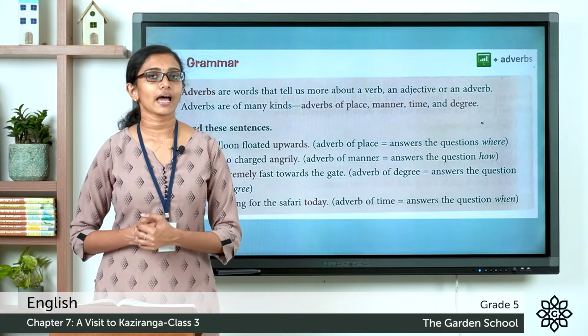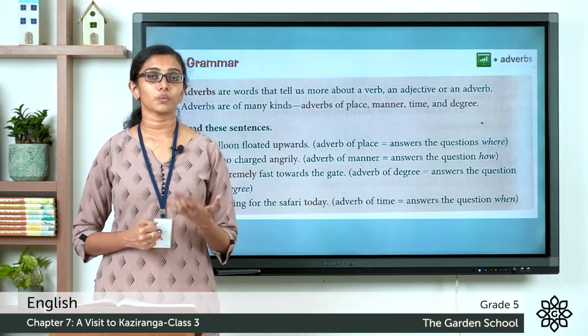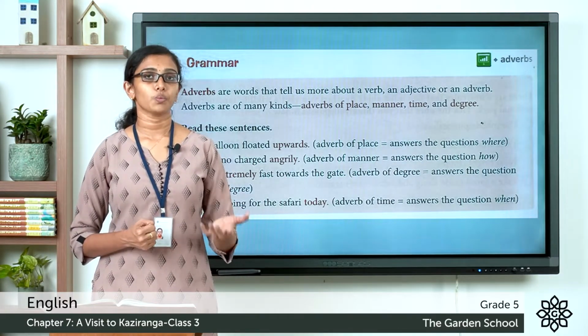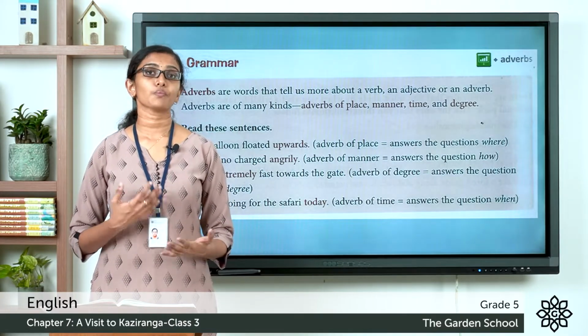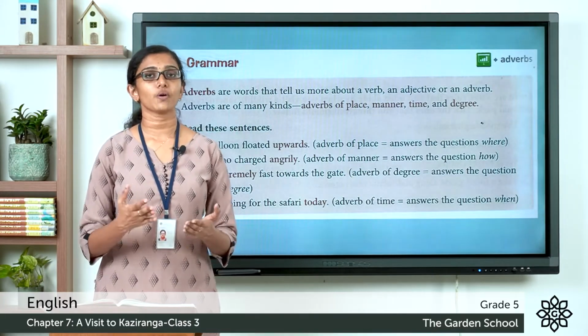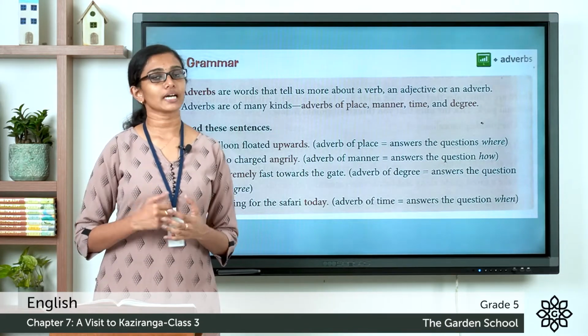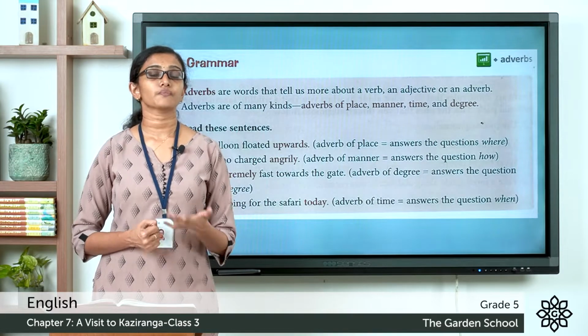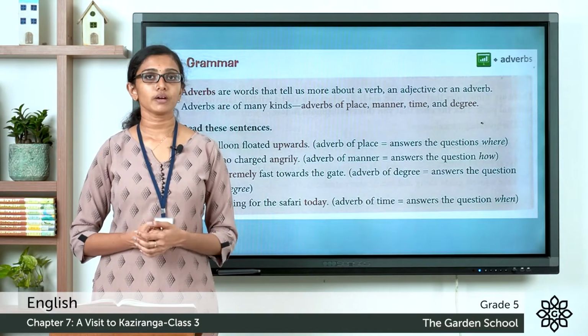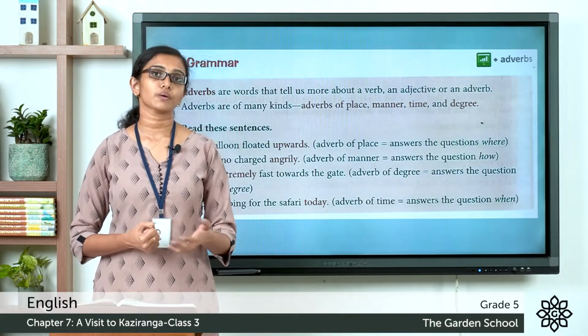What do you mean by an adverb? An adverb is a word that modifies a verb, an adjective or another adverb. It tells us more about a verb, adjective or an adverb. And there are different types of adverbs. There are adverbs of place, adverbs of manner, adverbs of time, adverbs of degree and adverbs of frequency.